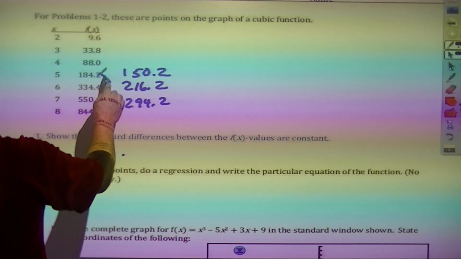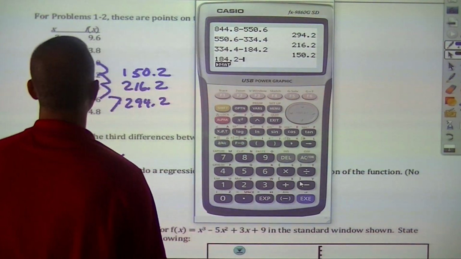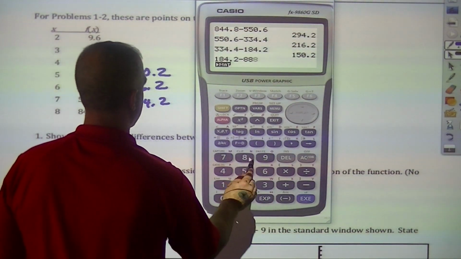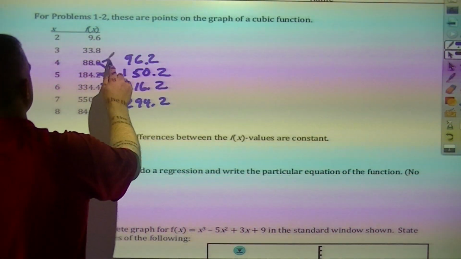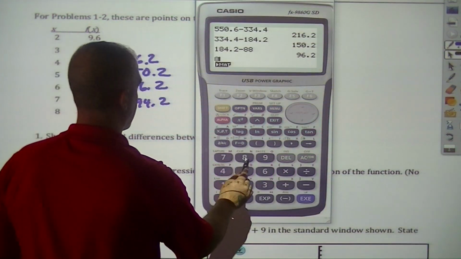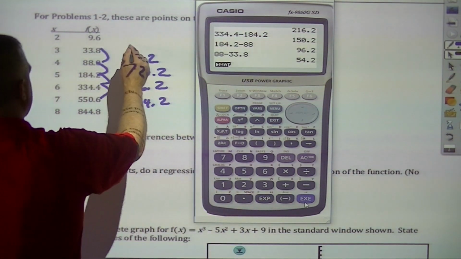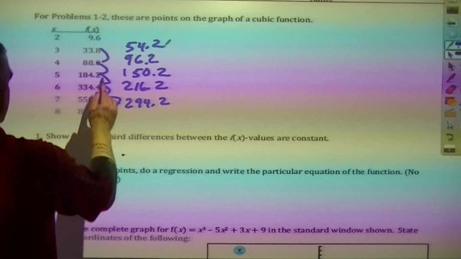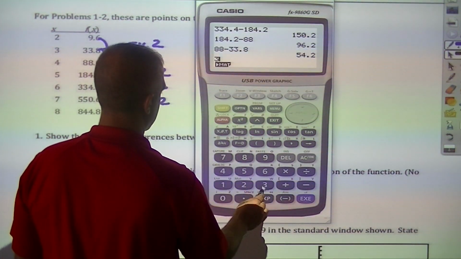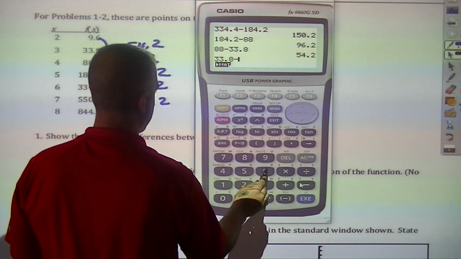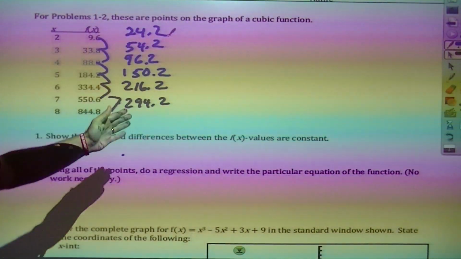Then I do these, which is 184.2 minus 88, 96.2. Then I do these, okay, which is 88 minus 33.8, which is 54.2. And then I do these, okay, 33.8 minus 9.6, 24.2. Okay, so that's the first level. All right, as you can see, all the differences are different.